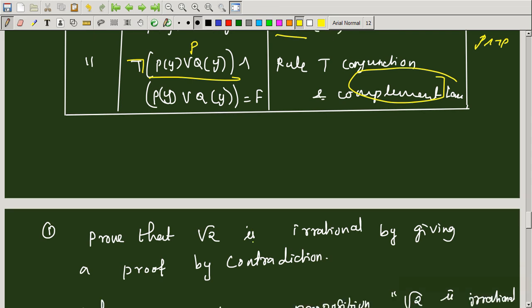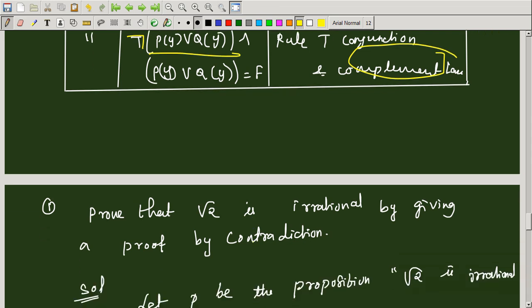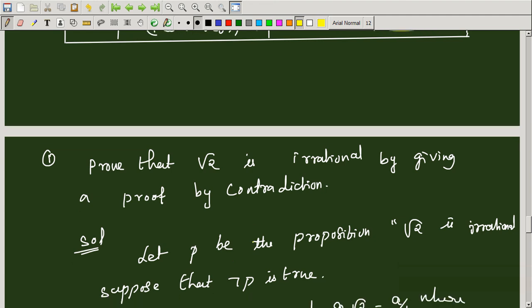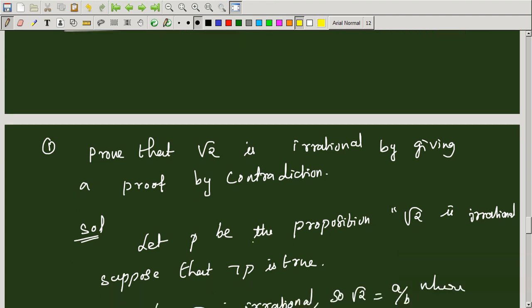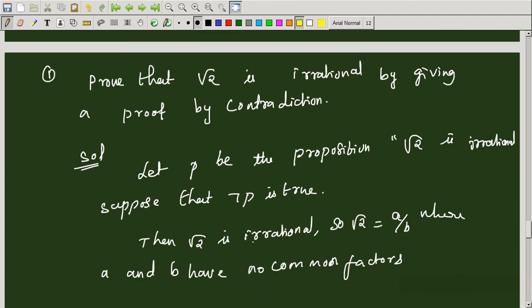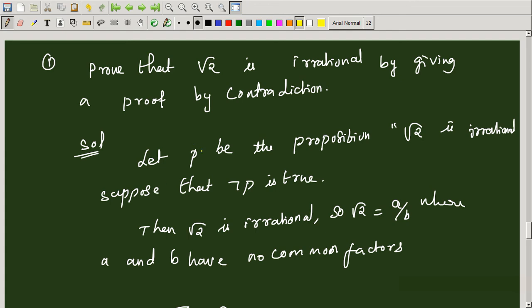And also one more thing I want to introduce, the contradiction method. Prove that root 2 is irrational by giving a proof by contradiction. So for that we have to take a contradiction. Here they have given that it is irrational. So what we need to take is that the proposition must be rational. Okay, opposite. Negation P is true. Suppose negation P is true. Negation P means it is rational.